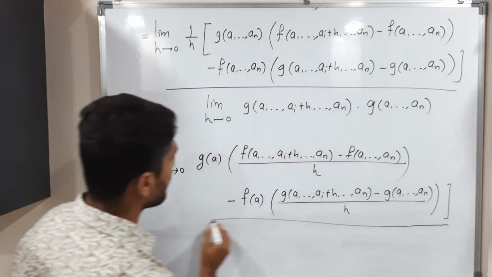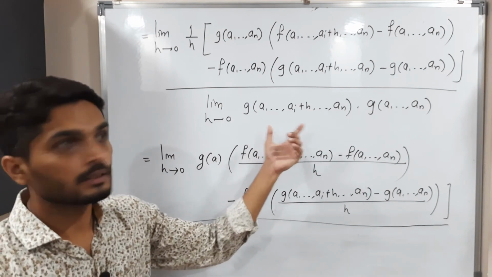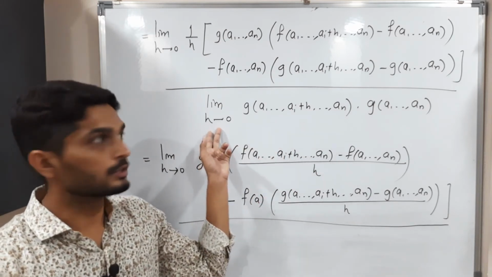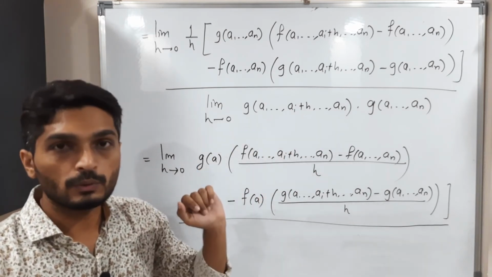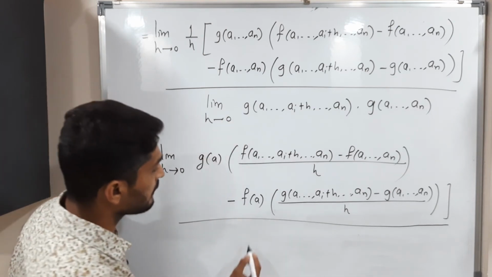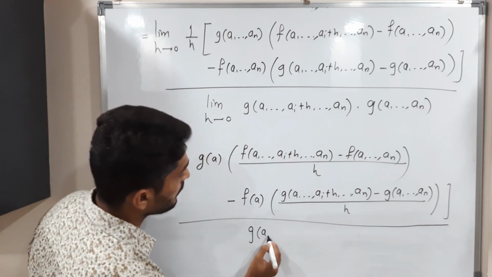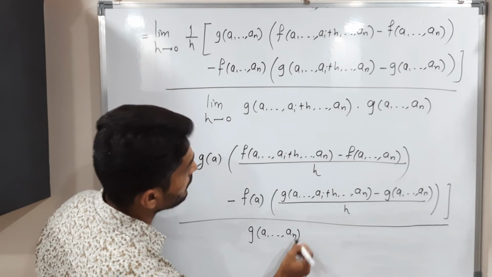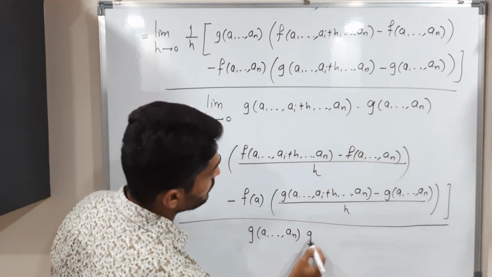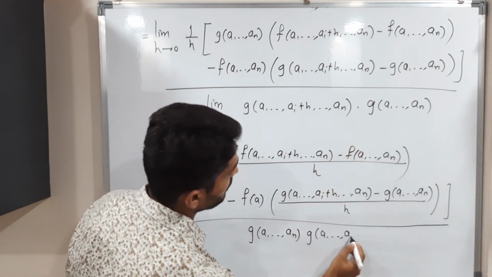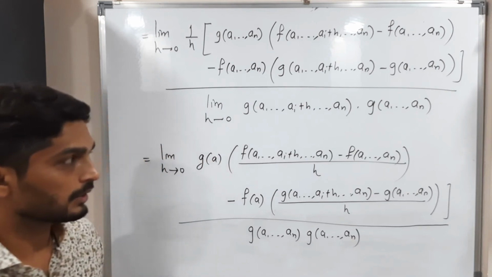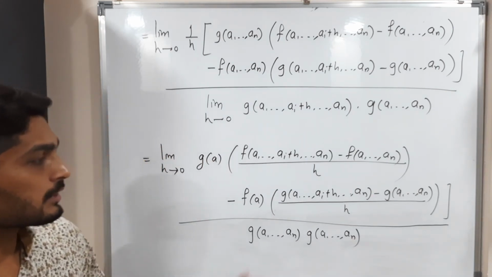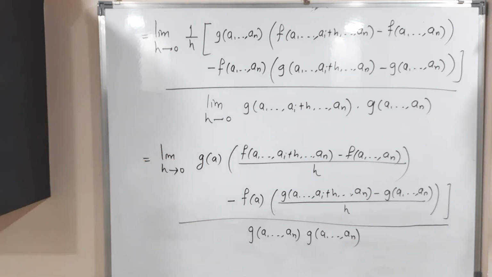Whole divided by, let us see what will happen in the denominator. If I apply the limit h tends to 0, here I have to put h equal to 0. So that means what will we have? g of a1, a2 and so on n, and this is constant, no? So there is no h in a1, a2 and so on n. So this thing we are getting. Sorry to say, but there is no more space. So you have to make a screenshot again and then we'll go further.